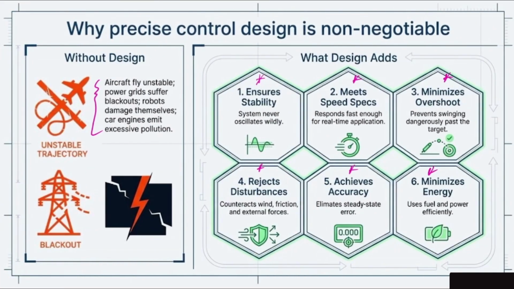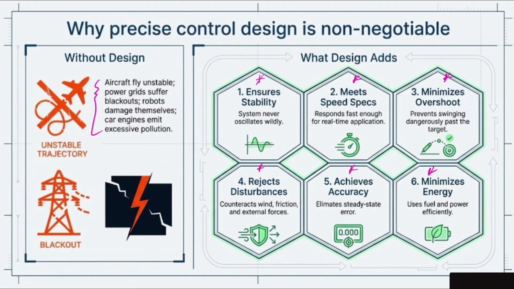So again, why do we need the precise design? Imagine that we don't have it. We wouldn't have any aircraft that can fly stable. We would have power grids that suffer from blackouts. We would have robots that damage themselves. We would have car engines and so on and so forth.